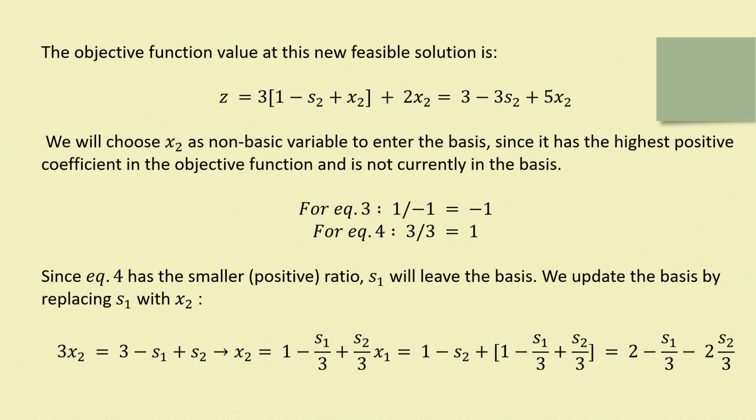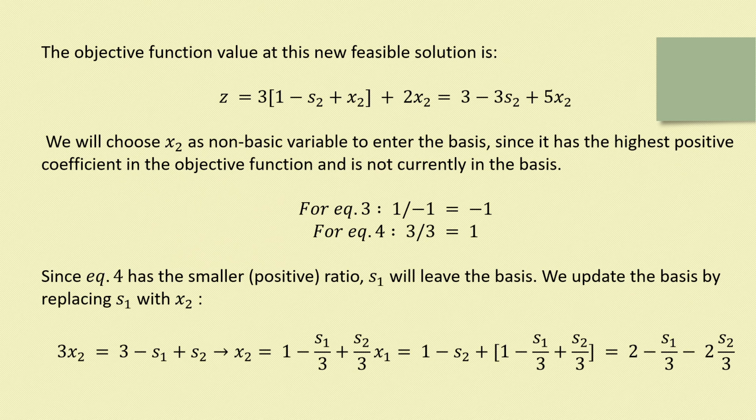And to select the variable which is leaving, we do the ratio again, 1 by minus 1 and 3 by 3. Here we only take the possible positive ratios. So equation 4 has the smaller ratio which is positive. So s1 will leave the basis, and we update the basis by replacing s1 with x2.